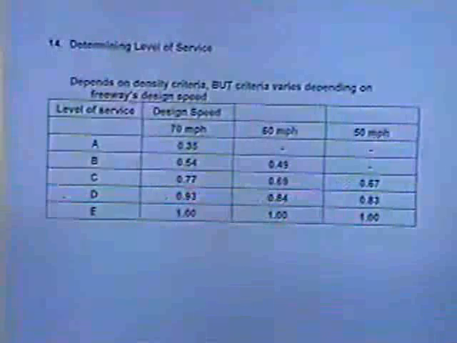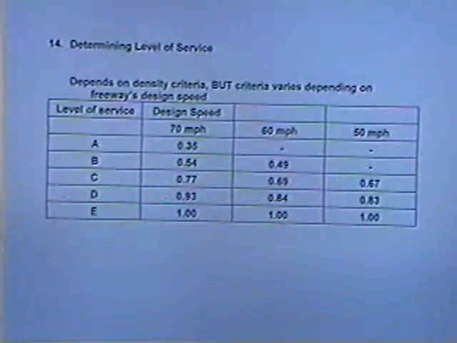And when you look at determining level of service, and this is primarily for freeways, I've mentioned a couple of times that it depends on the density criteria, but that criteria can vary depending upon the freeway's design speed. And in this particular chart, you see level of service, and you have different design speeds there, and these are sort of the thresholds or the cutoffs. For example, the cutoff for level of service D for a 70 mile per hour facility is 0.93.